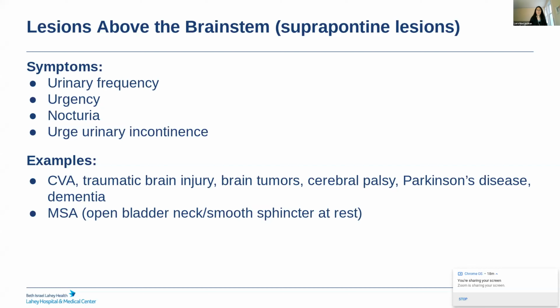Multi-system atrophy is also considered a suprapontine lesion, but remember, again, this is a testable question. In multi-system atrophy, they'll have an open bladder neck. So the smooth sphincter will be open at rest.